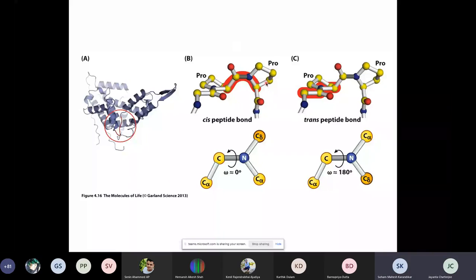What about glycine? Glycine is an amino acid. There are only 2 hydrogens. Would glycine prefer to form a cis peptide bond? If it's the steric reason, then glycine should happily form a cis peptide bond. No, there are no steric reasons.